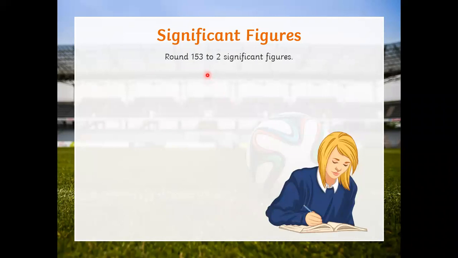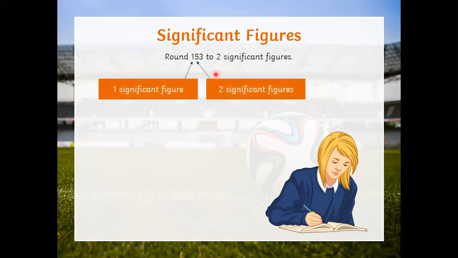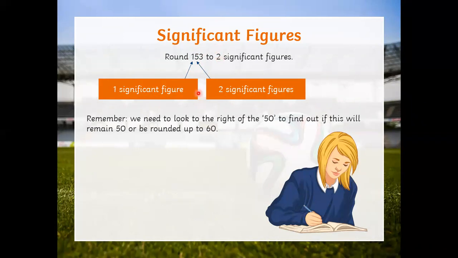Now for this exercise, round 153 to two significant figures. Okay, so two significant figures. Remember, from the left always, because that's where the larger numbers are. So these are the two significant figures, and then we want zeros after that. So we need to determine if we're going to round 153 up or down, because we want the number after the second significant figure to be a zero to make sure that there are only two significant figures. So remember, we need to look to the right of the 50 to find out if this will remain 50 or will be rounded up to 60.